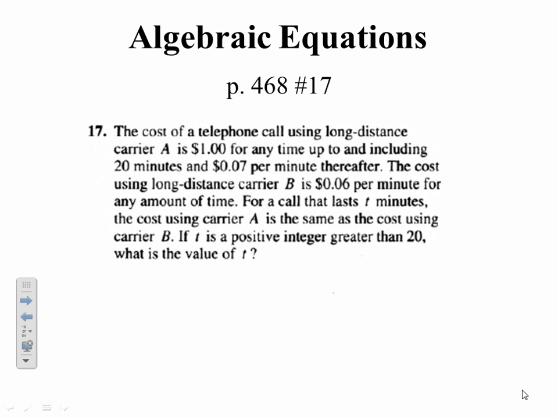Section 5. Okay, so this question says the cost of a telephone call using long distance carrier A is $1 for any time up to and including 20 minutes and 7 cents per minute thereafter. The cost using long distance carrier B is 6 cents per minute for any amount of time. For a call that lasts T minutes, the cost using carrier A is the same as the cost using carrier B. If T is a positive integer greater than 20, what is the value of T?